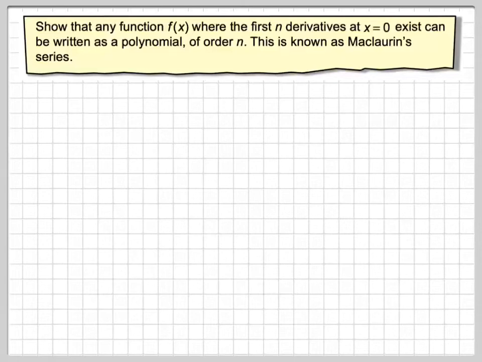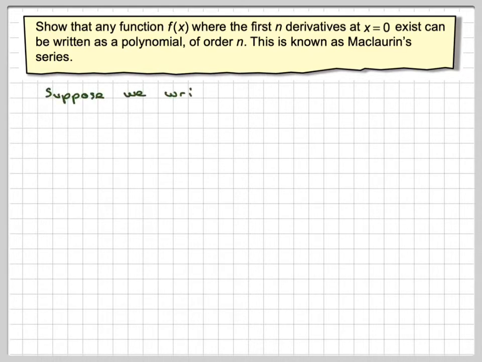Right, following on from the previous video, we're now going to show that any function f of x where the first n derivatives at x equals 0 exist can be written as a polynomial of order n, and as I remind you, this is known as Maclaurin's series.